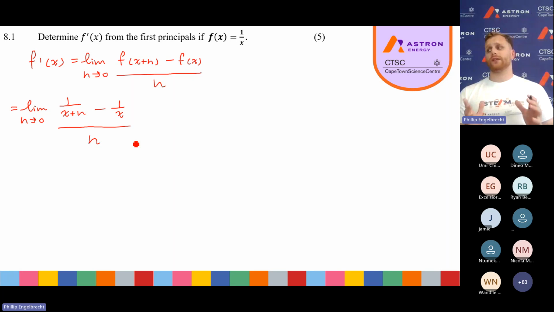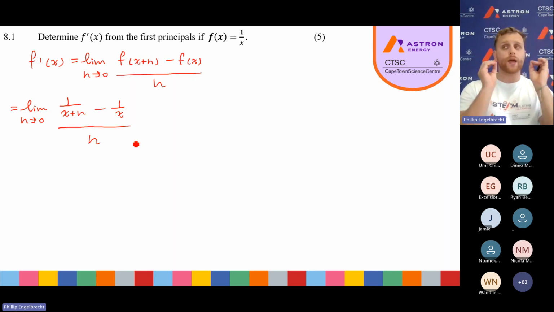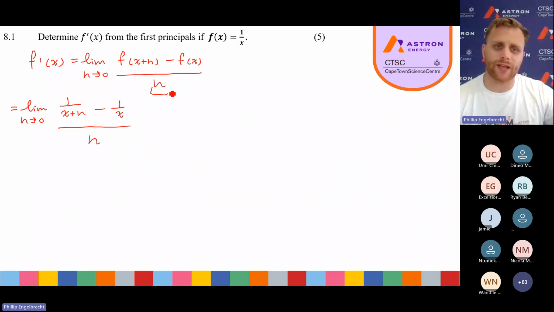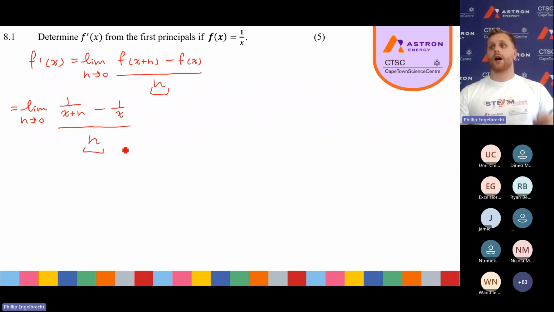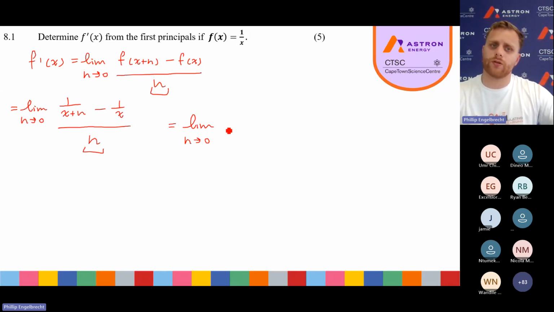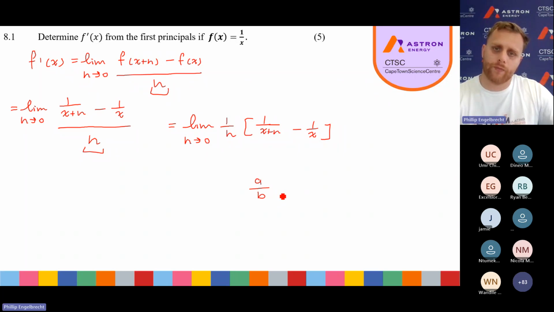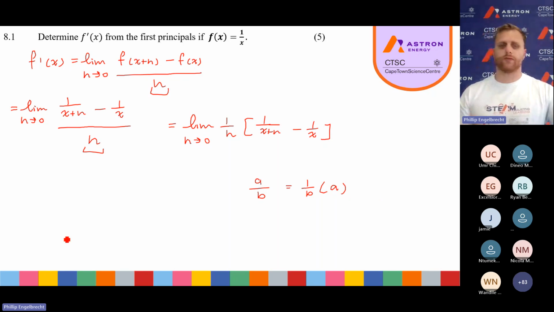Now, what my goal needs to be is, when answering first principles, your major target is to get rid of this h in the denominator, okay? I hope you guys understand that. So what I'm going to do is I'm firstly going to simplify this. So this becomes the limit as h tends to 0 of 1 over h, all right, times 1 over x plus h minus 1 over x, okay? Which remember, if I have a over b, that's the same as saying 1 over b times a, all right? In case you guys forgot about that. I'm just going to rub this out.